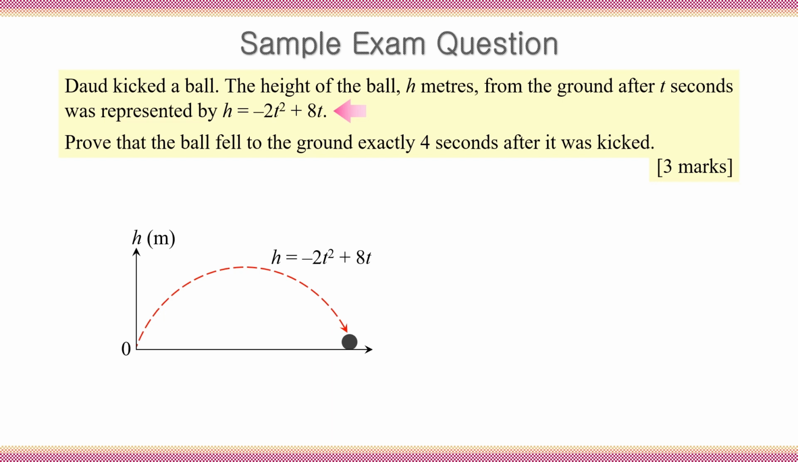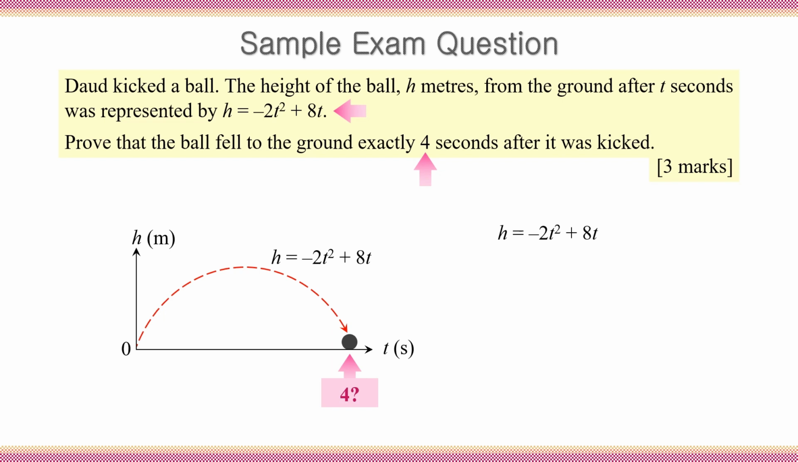This means the parabola touches the horizontal axis at 2 points. When the vertical axis represents the height, the horizontal axis represents the time. To prove that the ball fell to the ground exactly 4 seconds after it was kicked, we have to find out whether the parabola touches the horizontal axis at 4. How do we do it?